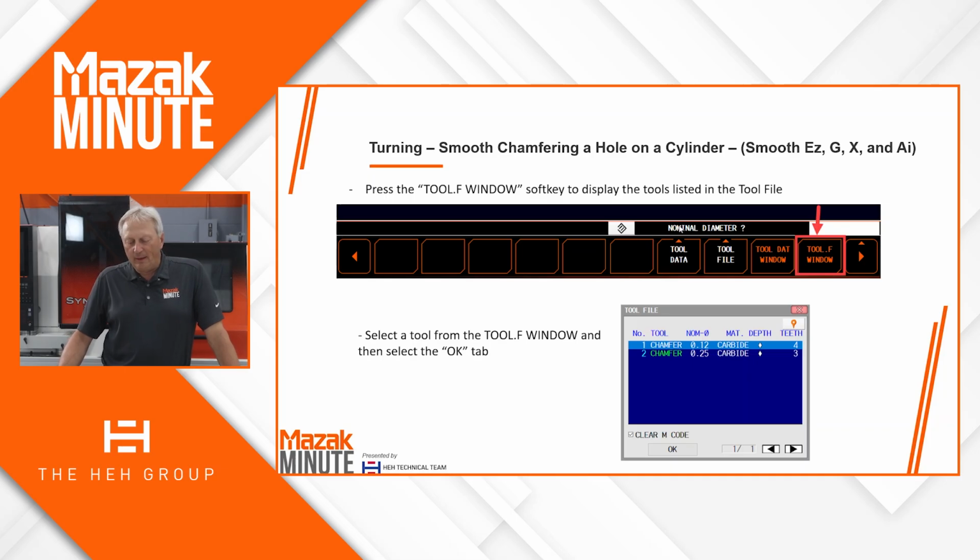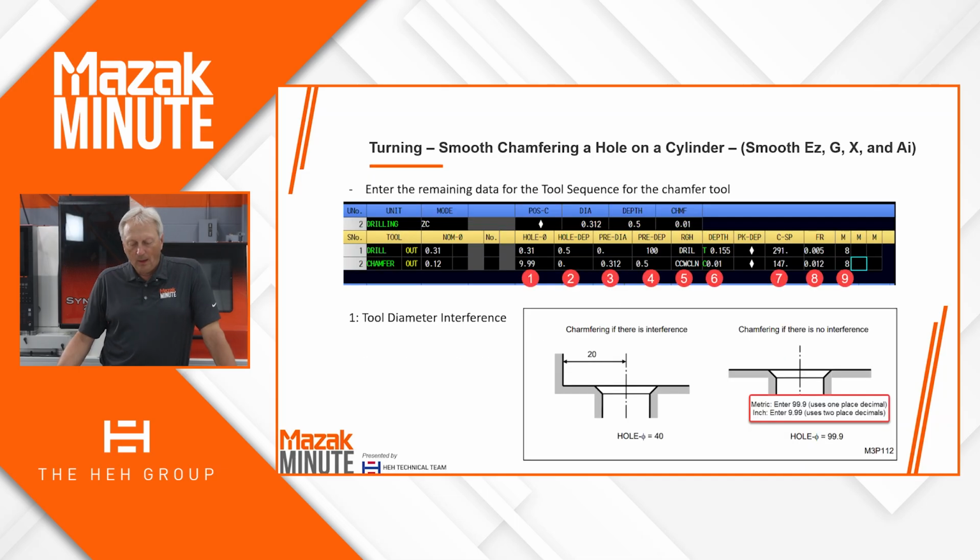Now we're still on the nominal diameter, but now what we can do is reference the tool file library. There's a soft key called the tool file window. We're going to select that tool file window and pick the tool that we want to use. In this case, you can see in the picture that I chose the 1/8" chamfer tool, and it's got 4 cutting edges. Go ahead and select the OK tab, and that returns me back to the sequence data.